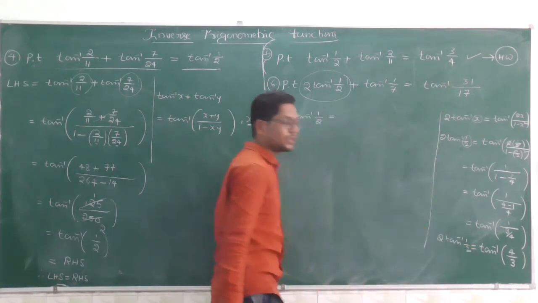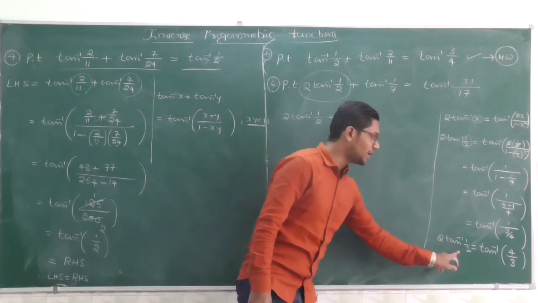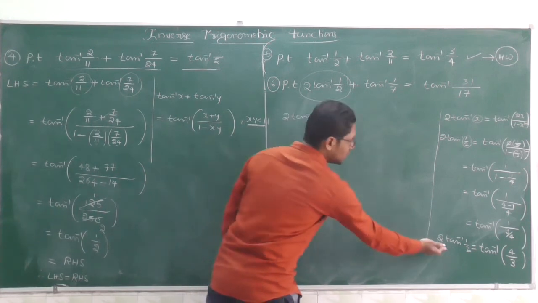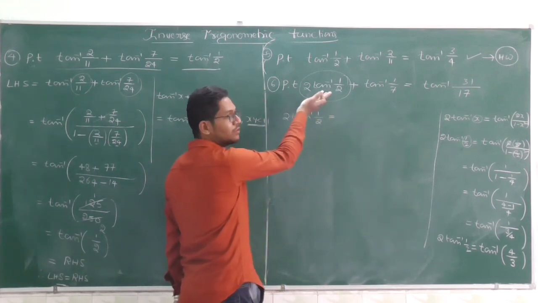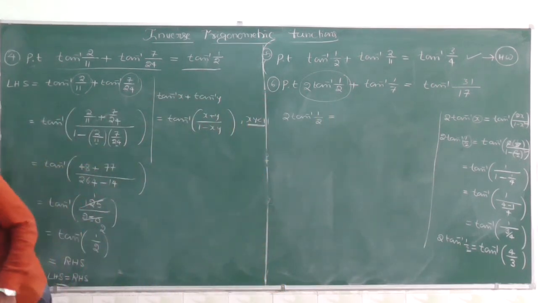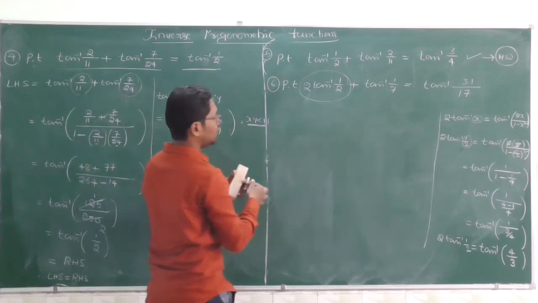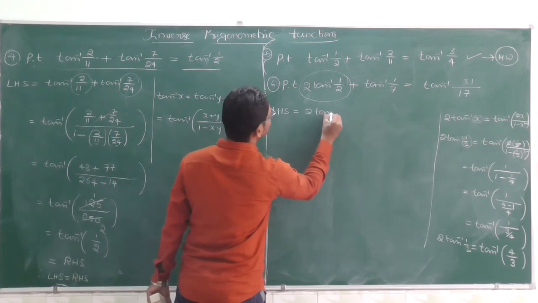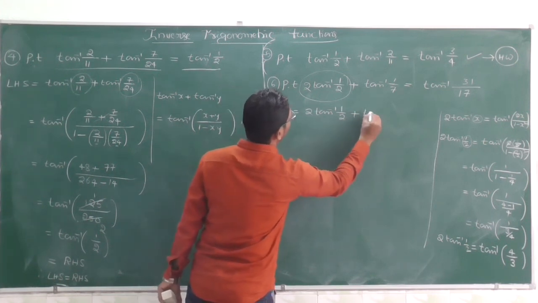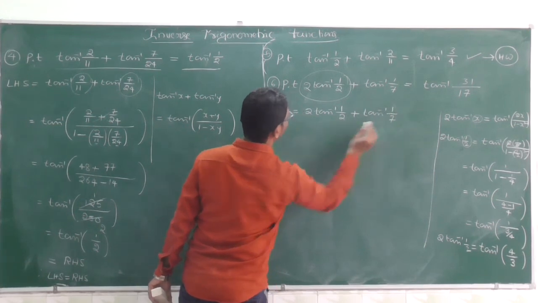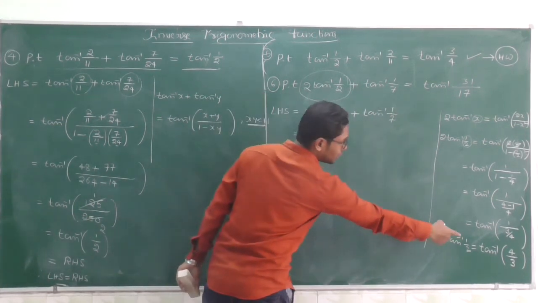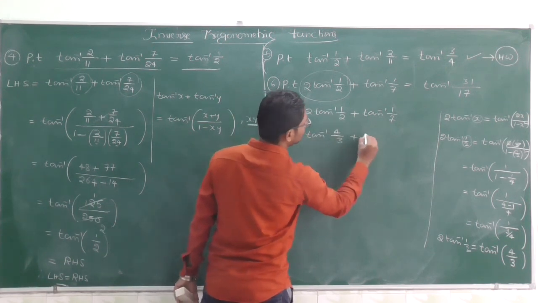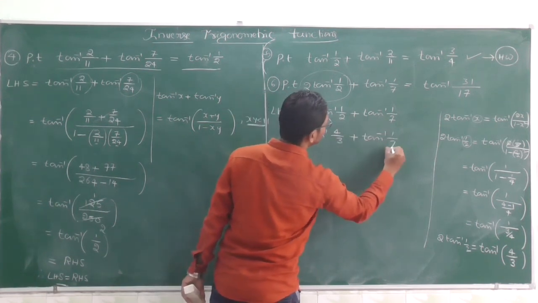So the value of 2 tan inverse 1 by 2 is tan inverse of 4 by 3. This I am going to write in place of 2 tan inverse of 1 by 2. So take the LHS one. LHS equals to 2 tan inverse 1 by 2 plus tan inverse of 1 by 7. That is equals to tan inverse of 4 by 3 plus tan inverse of 1 by 7.